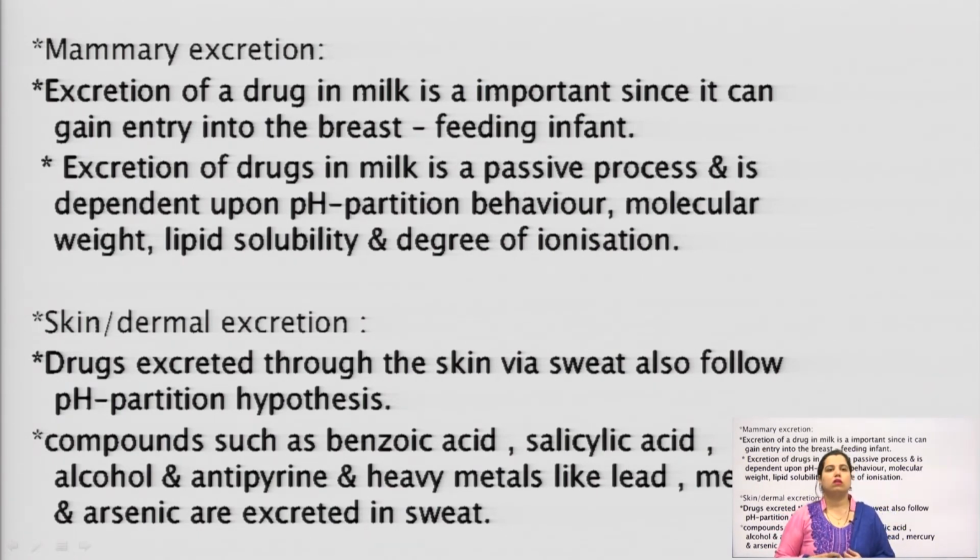Skin and dermal excretion. Drug excreted through the skin via sweat also follows the pH partition hypothesis. So, basically the drug clearance route other than renal depends more on the physicochemical nature of the drug to be excreted. Compounds such as benzoic acid, salicylic acid, alcohol, antipyrine and heavy metals like lead, mercury and arsenic are excreted in sweat. So, a few of the drugs written here have the ability to be excreted through sweat as well.